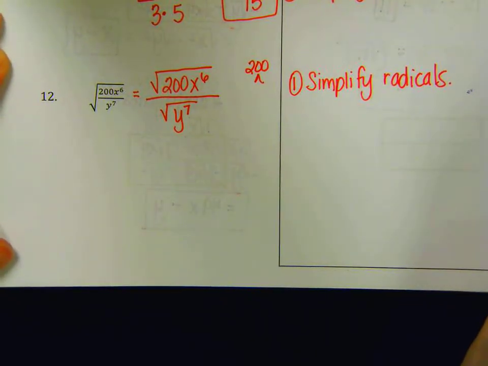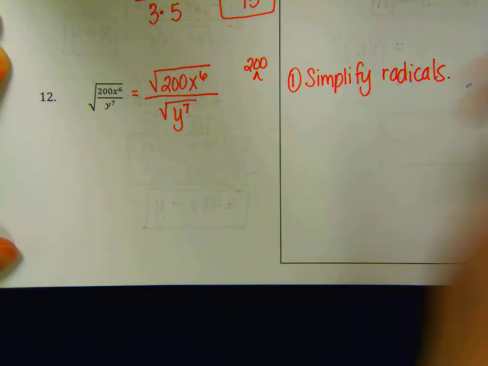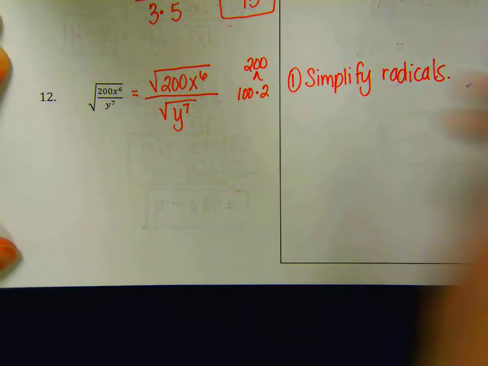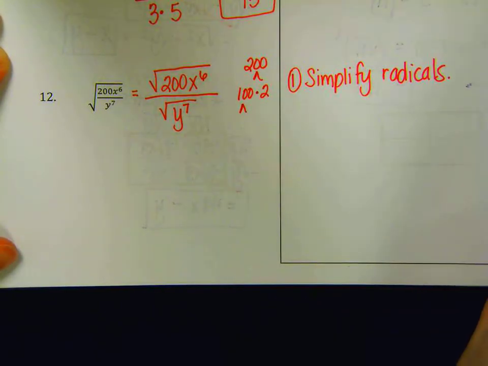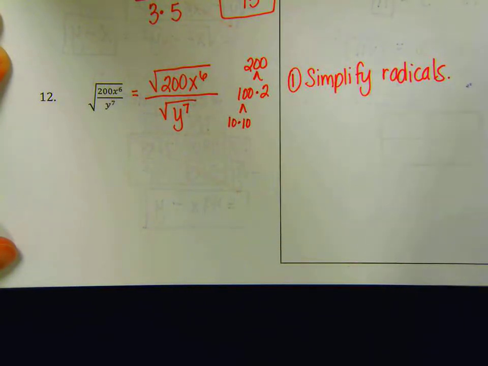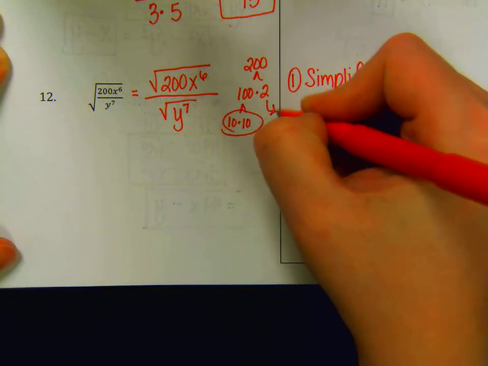What would you like to split that into? 10 times 20 would be my choice as well, because 100 can be split up into what two numbers? Good, 10 and 10. Since I have an index of 2, looking for groups of 2, this 2 will be left over.